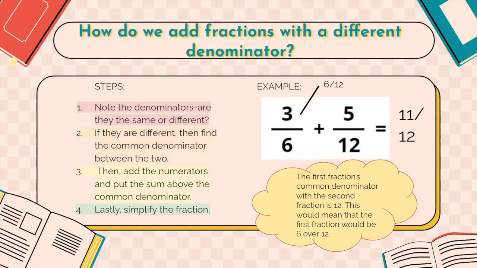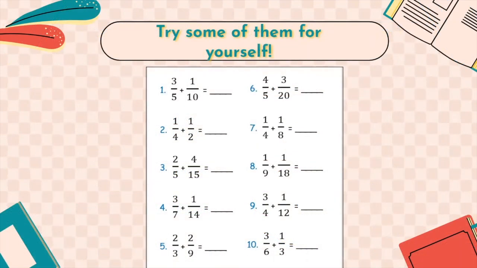So in this example, we have 3/6 plus 5/12. The common denominator is 12, since 12 is a multiple of 6. So 6/12 plus 5/12 equals 11/12. And this sum is already simplified, so we do not need to further simplify. Try some of these equations by yourself.